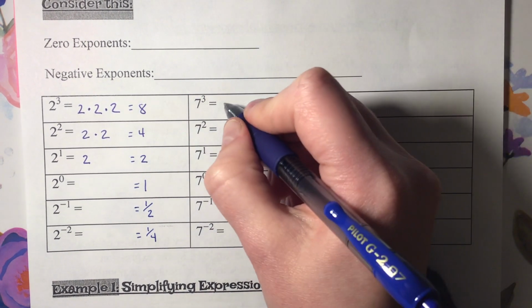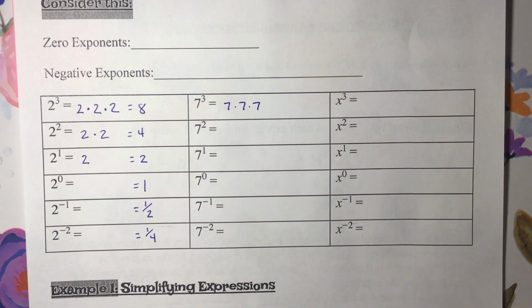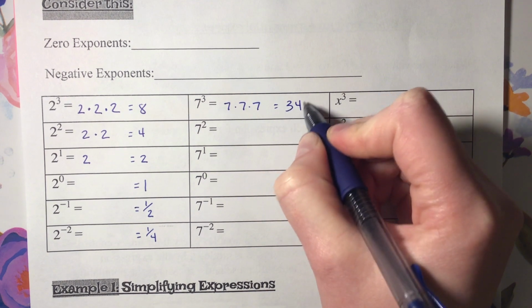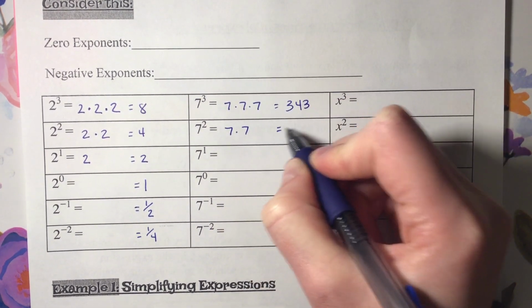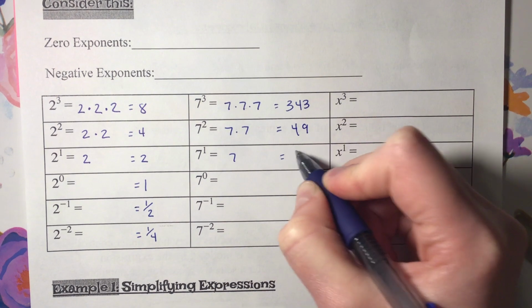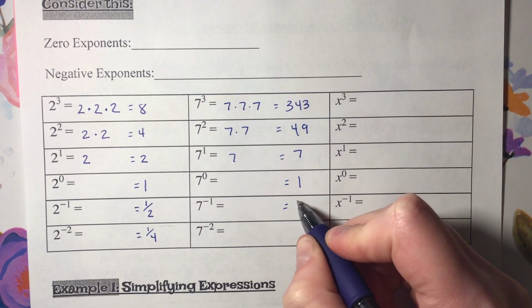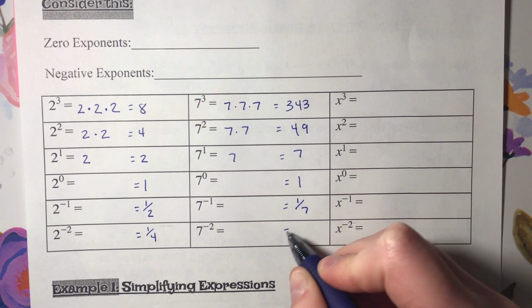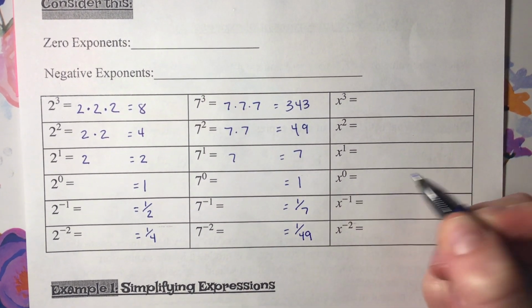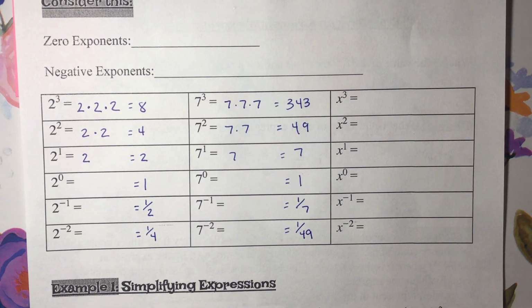Let's do that again. So I have 7 times 7 times 7, which is 343. And then 7 times 7, which is 49. 7 to the 1st is 7. 7 to the 0 is 1. 7 to the negative 1 is 1 over 7. And then we have 1 over 49. So what this is actually doing is telling us how many times to multiply it by itself. But if it's a negative number, it's basically telling us how many times to divide it by itself.